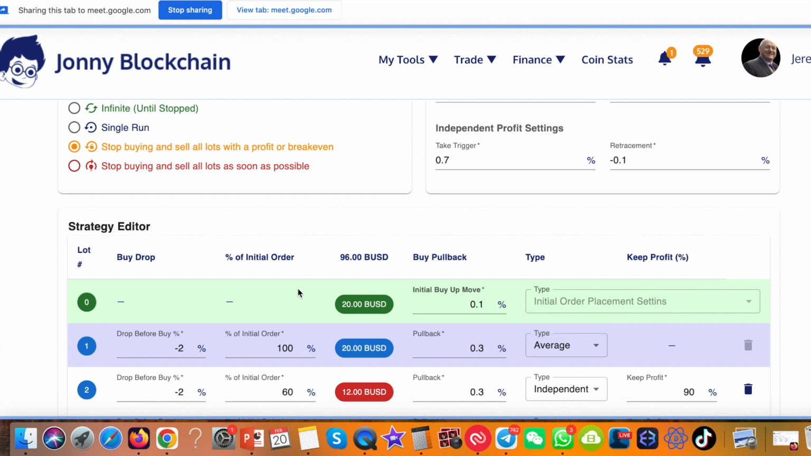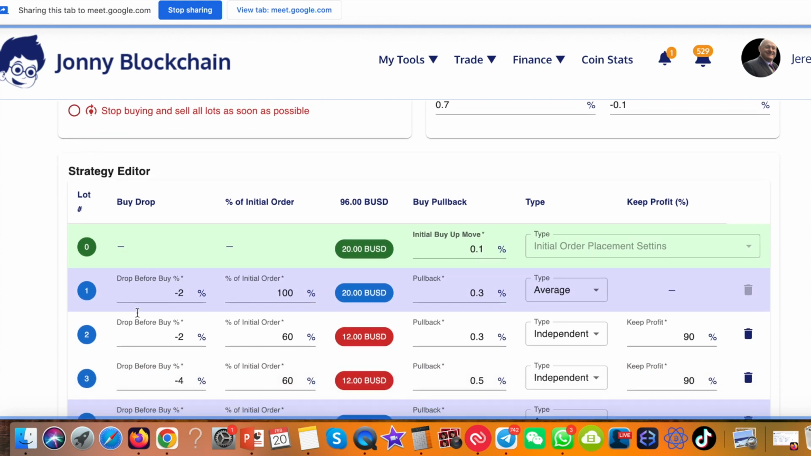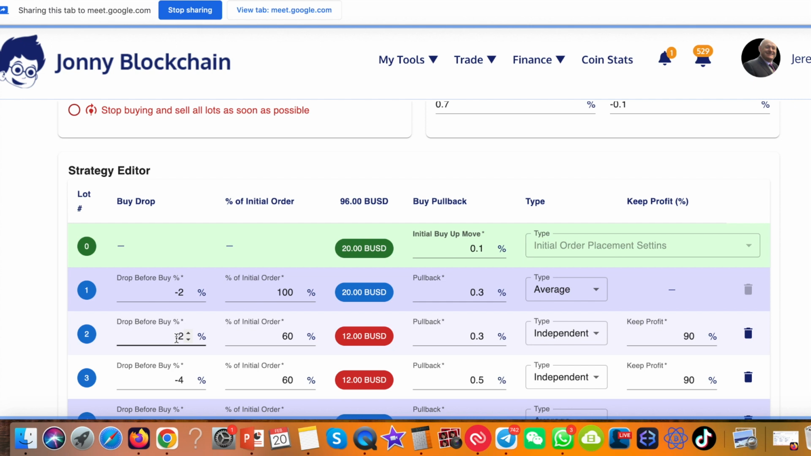Now, if the price drops by a certain percentage, whatever you've got there, it will buy lot 1. If the price drops again, it will buy lot 2. Now, if it buys lot 0 and the price doesn't drop, but the price goes up and it can take profit on lot 0, it will sell lot 0. And then when the time's right, depending on the settings, it will buy lot 0 again. So it may never buy 1, 2, and so on. It could just keep buying and selling lot 0.